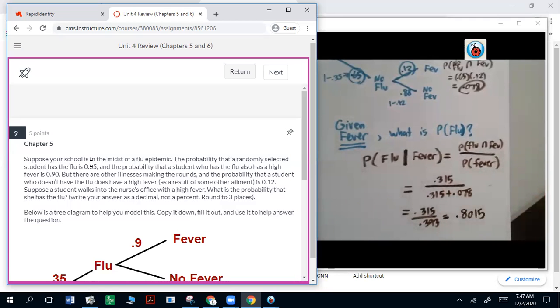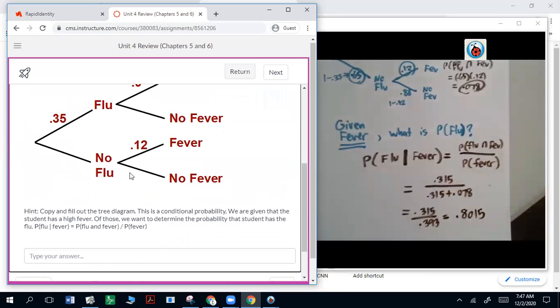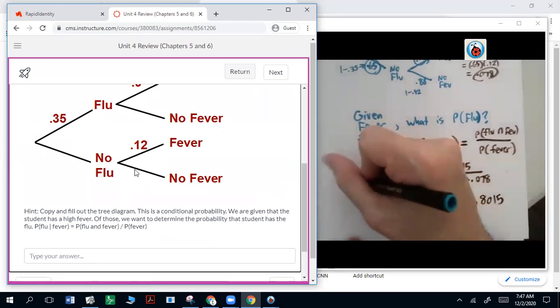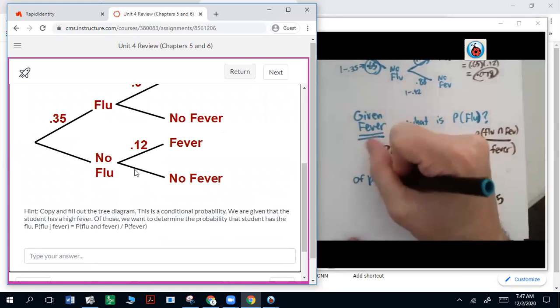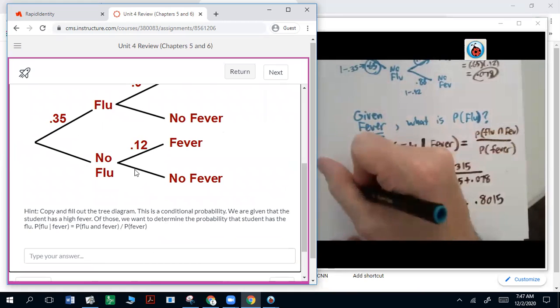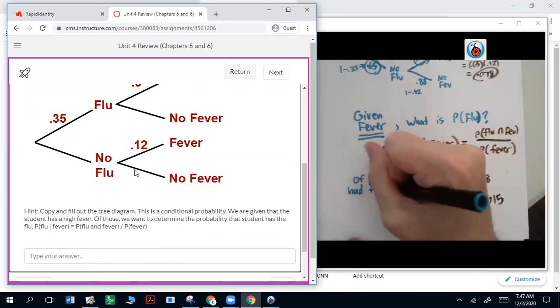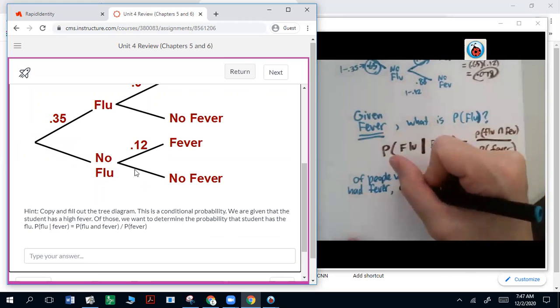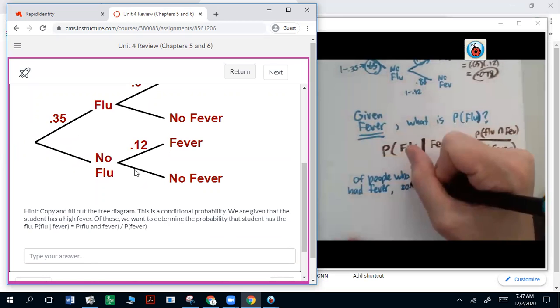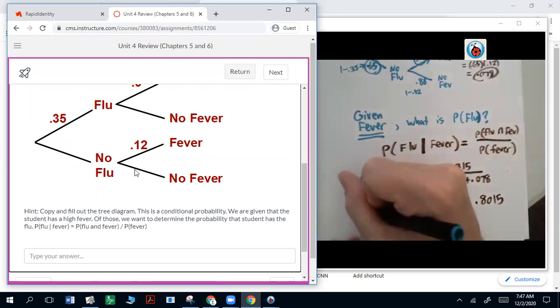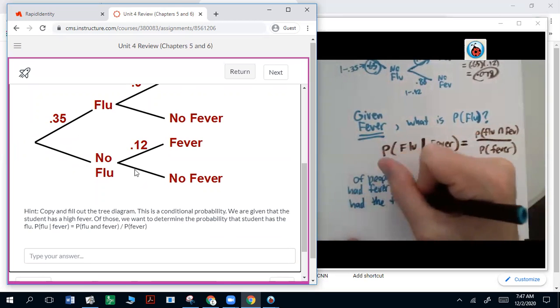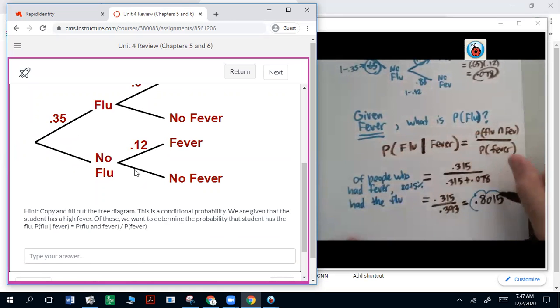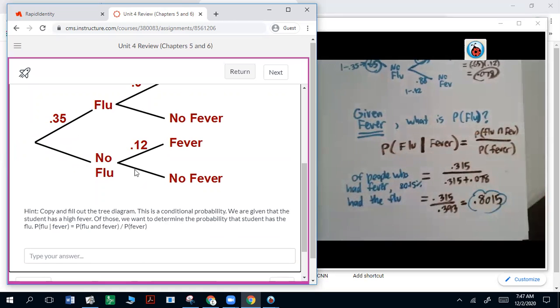How do I interpret this? You say, of the people that had a fever, approximately 80.15% had the flu. So of the people who had a fever that walked into this clinic, you would say 80.15% had the flu. That's the interpretation of it. The answer is 0.8015.